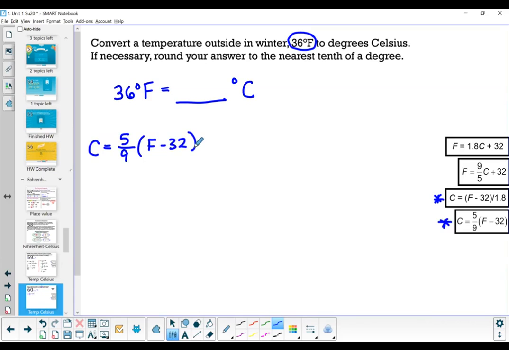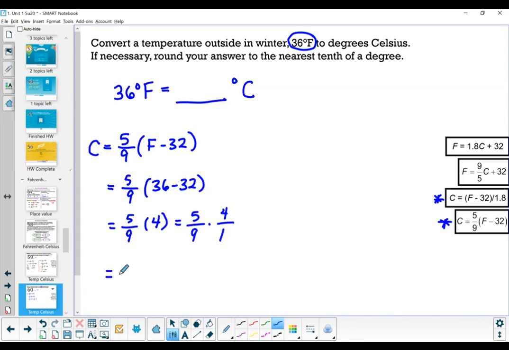All right, so now we want to substitute for F. So we have 5/9 parentheses 36 minus 32. Order of operations says do groups first. So we want to subtract inside of the parentheses to give us 4. Now at this point, we want to do the multiplication, which is just 5/9 times 4/1. Or in other words, we have 20/9.